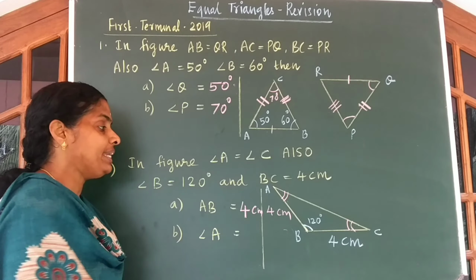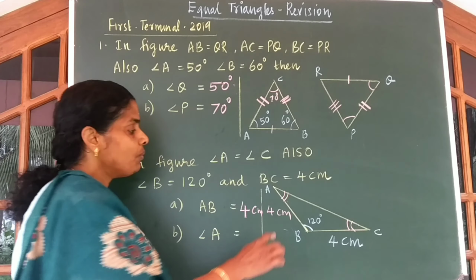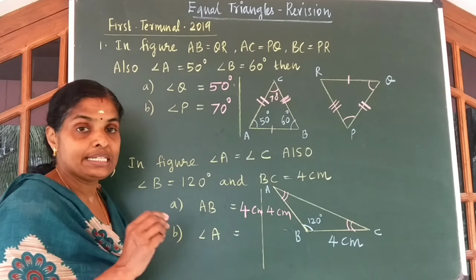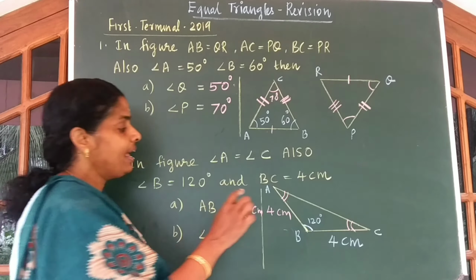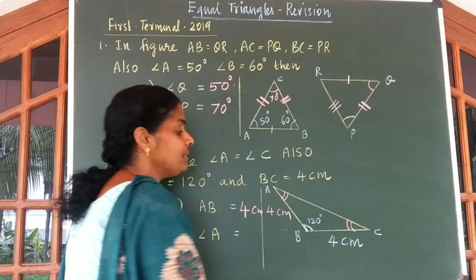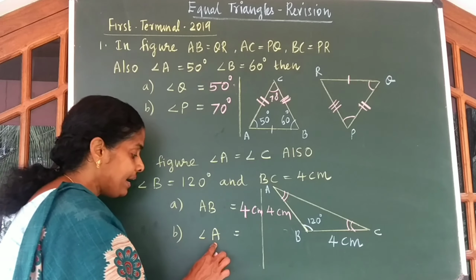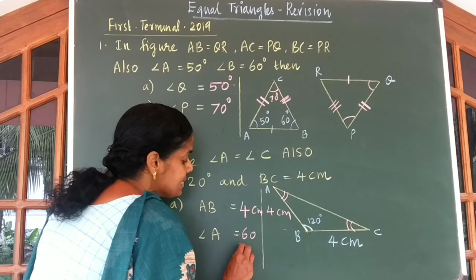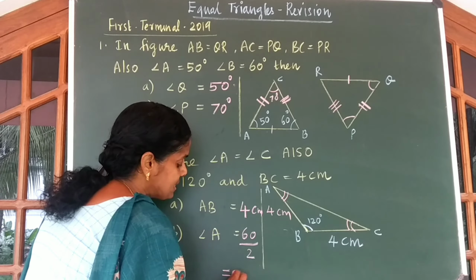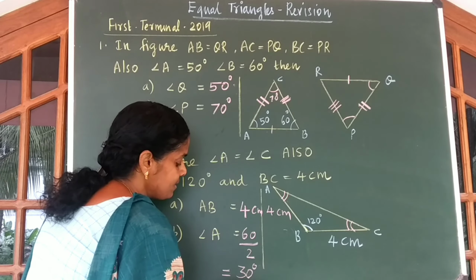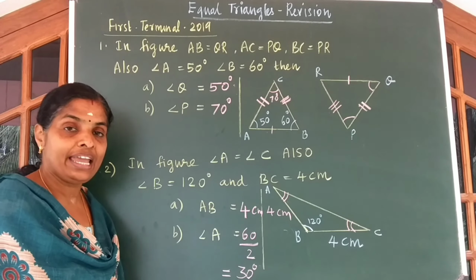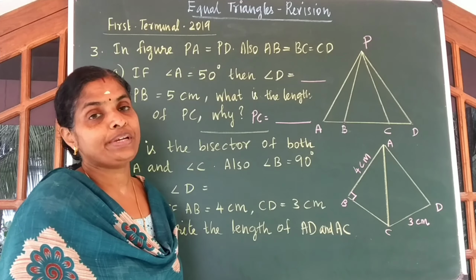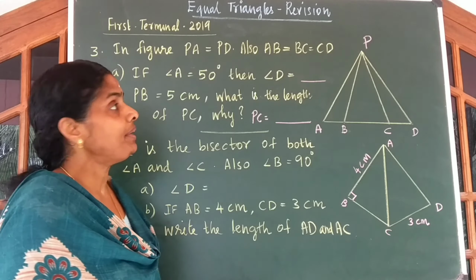Now, we have to find the measure of angle A. What is angle A? 180 minus 120 gives you 60 degree. And we know these two angles are equal. So, angle A and angle C are both equal to 60 divided by 2, which is equal to 30 degree. So, we can say angle A is 30 degree. Look at the next question in the same question paper.